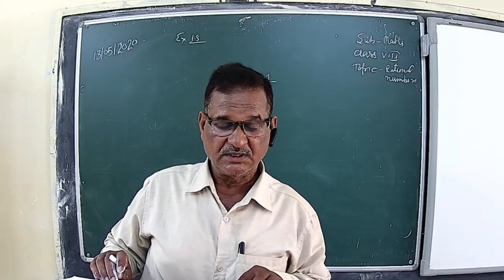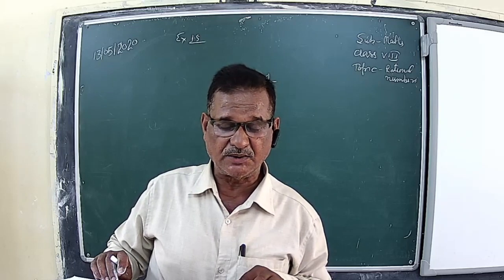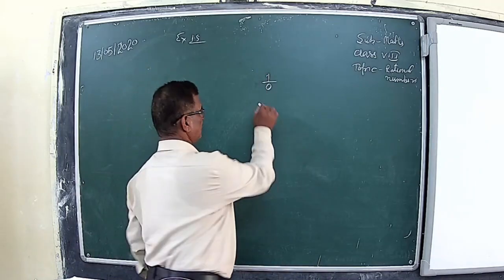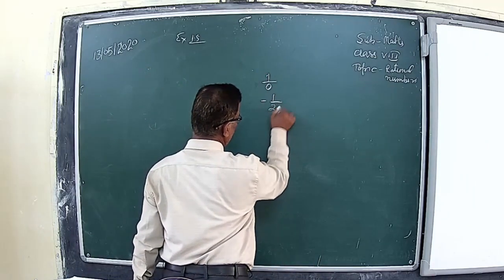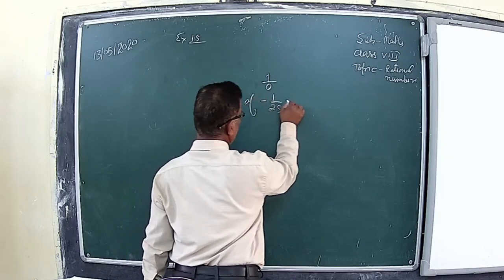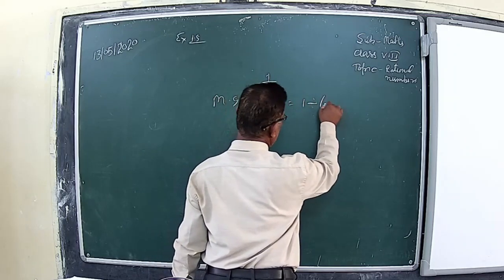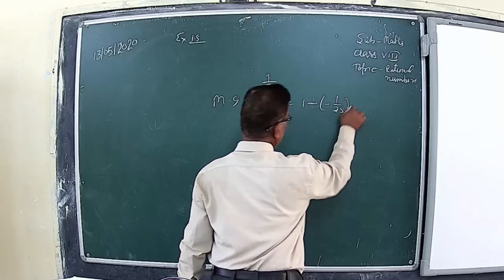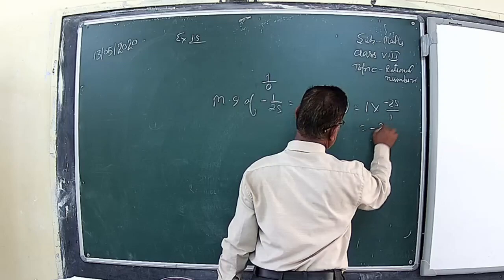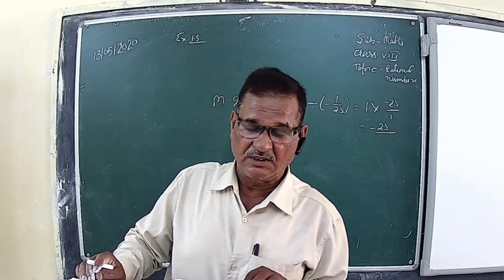Now, minus 1 by 25 is the multiplicative inverse of 25. No. The multiplicative inverse of minus 1 by 25 is equal to 1 divided by the number minus 1 by 25, which is equal to 1 into minus 25 by 1, that is minus 25. But here it is given as 25, so it is wrong or false.